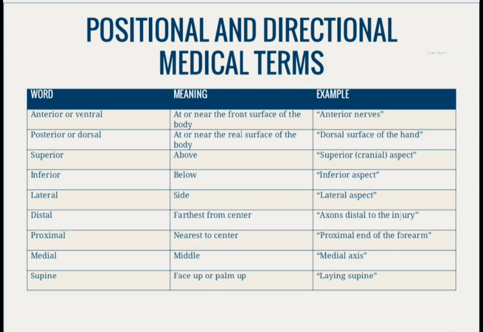Word, meaning, examples: anterior or ventral: at or near the front surface of the body, anterior nerves. Posterior or dorsal: at or near the rear surface of the body, dorsal surface of the hand. Superior: above, superior cranial aspect. Inferior: below, inferior aspect. Lateral: side, lateral aspect. Distal: farthest from center, axons distal to the injury. Proximal: nearest to center, proximal end of the forearm.